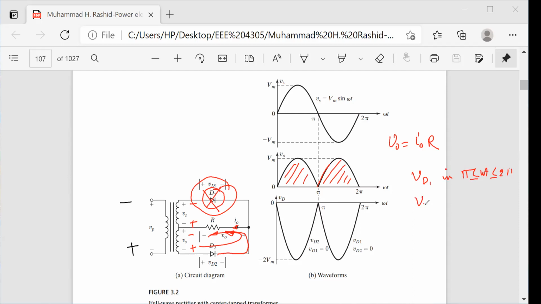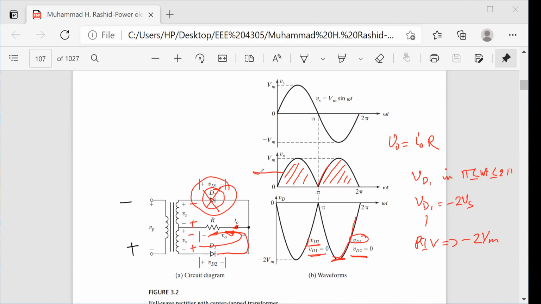What will be VD1? Can anyone tell me? You apply the Kirchhoff voltage law, you will say that it is minus 2 Vs. Am I correct or not? Yes, sir. Then its peak inverse voltage of D1 is also minus 2 Vm. Here it is mentioned. Look here, VD1 is the voltage of D1, and VD2 is equal to 0. This is your wave shape of VD2 and VD1 is 0. You got my point?